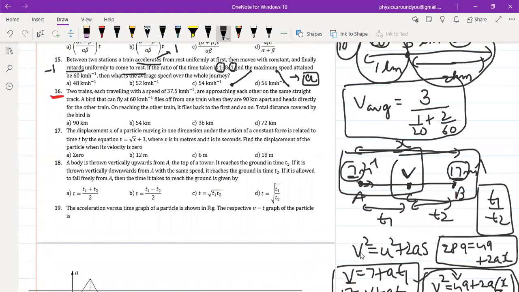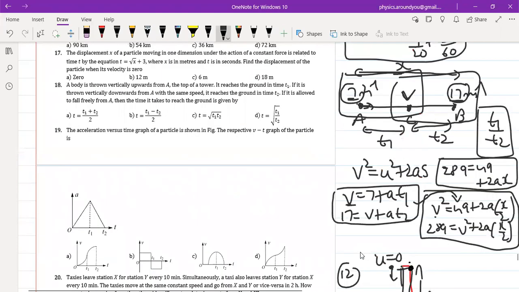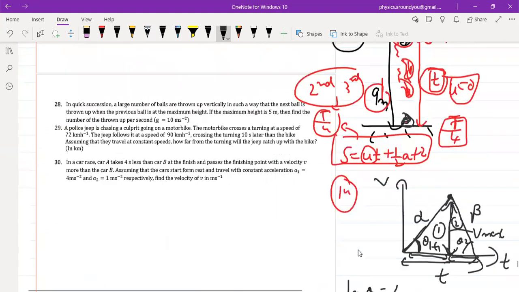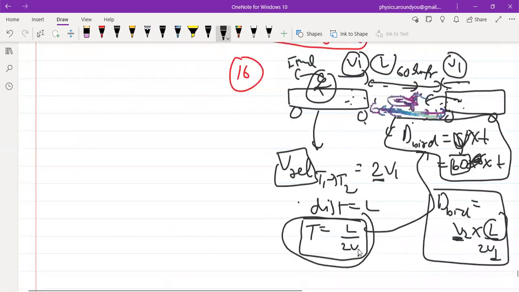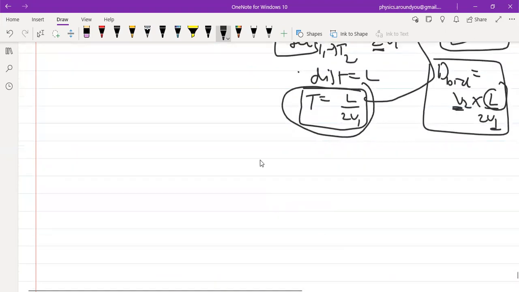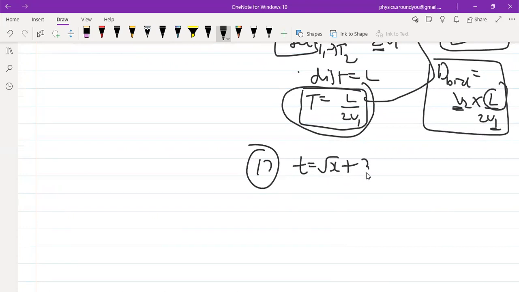Right. 17th question. The 17th one is a displacement x related to time t. Find the displacement when its velocity is zero. A very familiar form. Whenever quantities are related like this, with t in the roots, whenever you see roots coming into the picture, t equals root x plus 3, right?